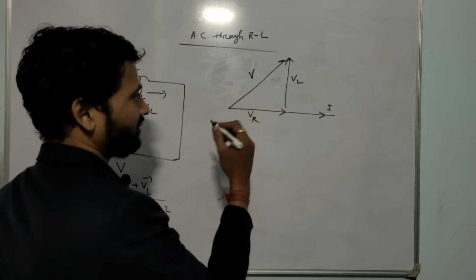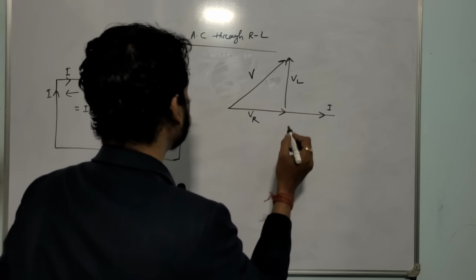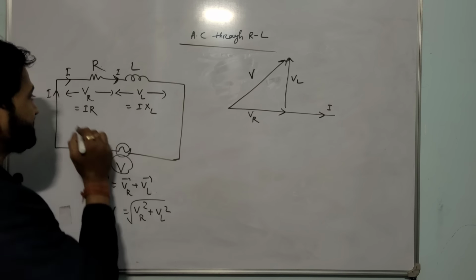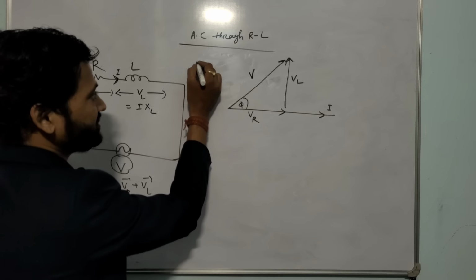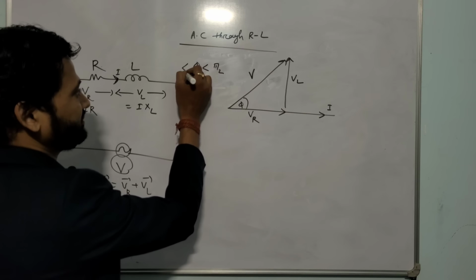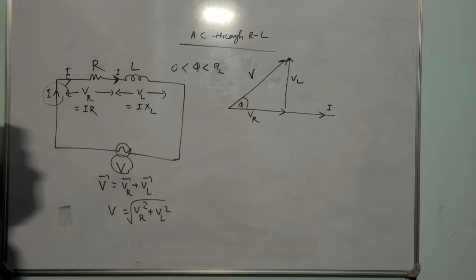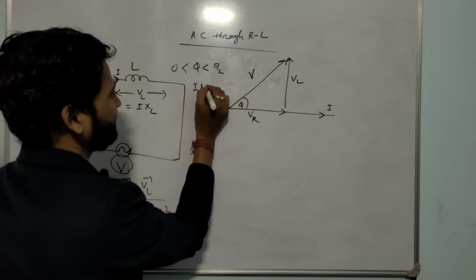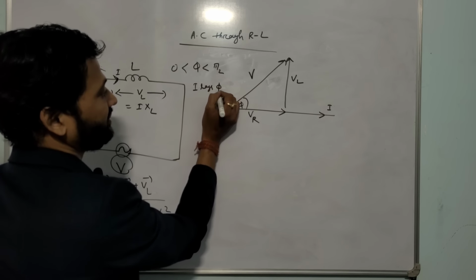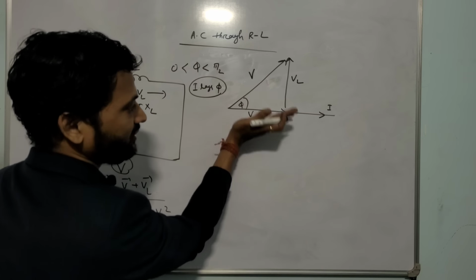Okay. So now our objective is to find the angle between voltage and current, the supply voltage and supply current. The angle is phi. Phi lies between 0 to 90 degrees since it is an RL circuit. Is it leading or lagging? Current lags by angle phi to the voltage. It is lagging by phi.